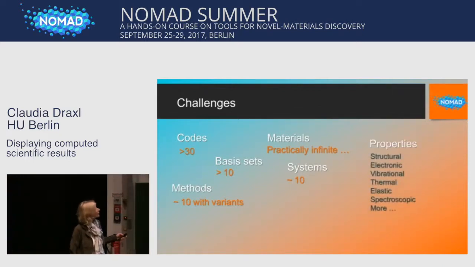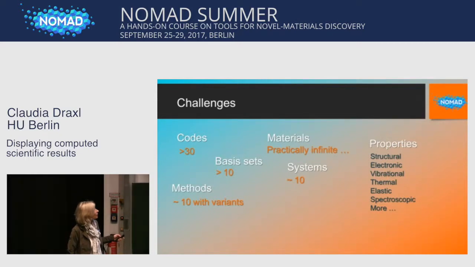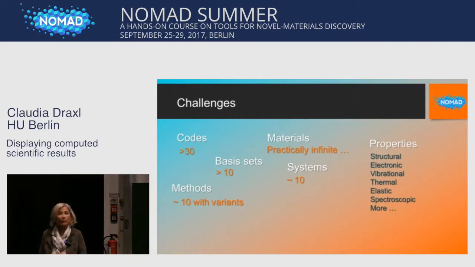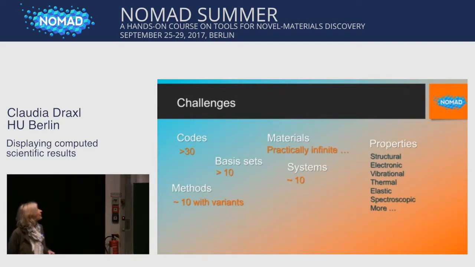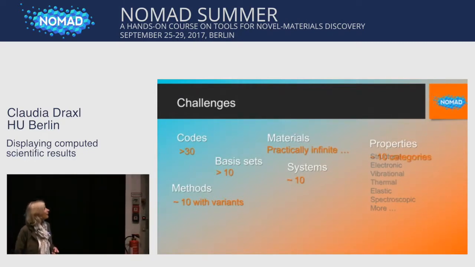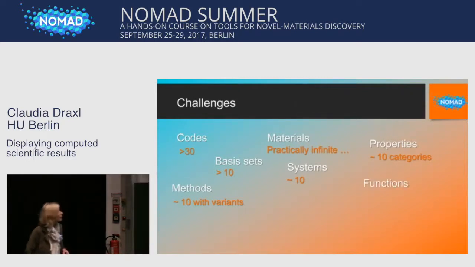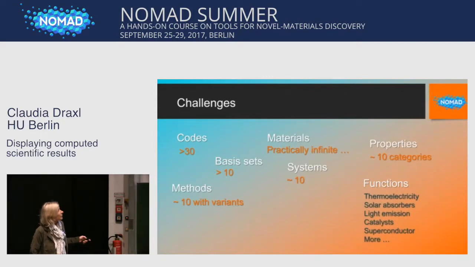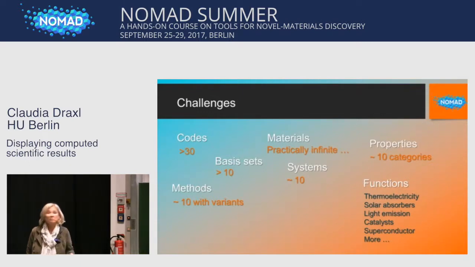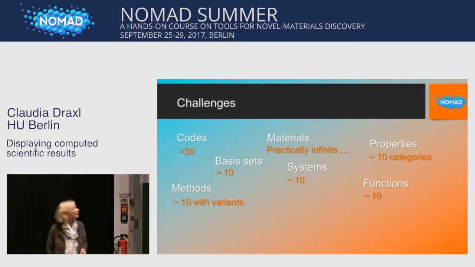And then we have properties, so structural properties, electronic properties, vibrational, thermoelastic, spectroscopic, and things like that. So depending on the people's interest who have developed the code, of course, some of the codes implement one or the other class of properties in more or less detail. So there's also quite some variety. Let's say we have 10 different categories here. So functions, there's thermoelectric materials, solar cells, light-emitting materials, catalysts, superconductors. Let's say we also have something like 10 functions.